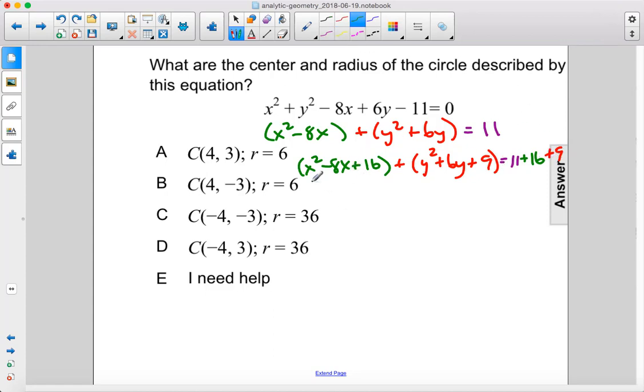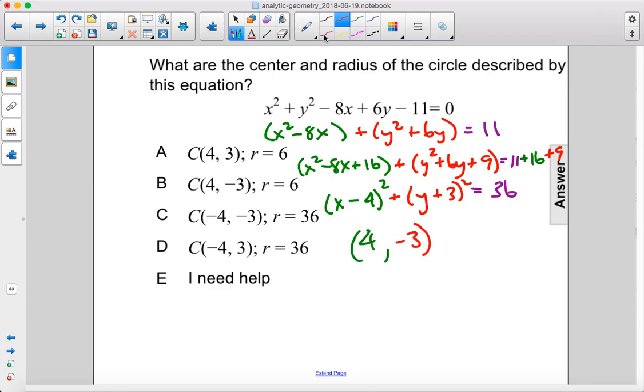All right, so this simplifies to x minus 4 squared plus y plus 3 squared equals 11 plus 16 plus 9, which is 36. So we have an h value of 4, a k value of negative 3, and a radius of 6. Because r squared is 36, therefore the radius is 6. So the answer is B.